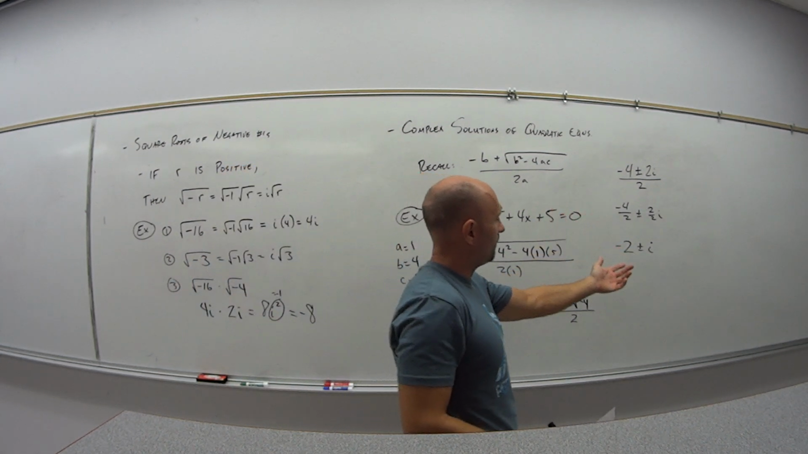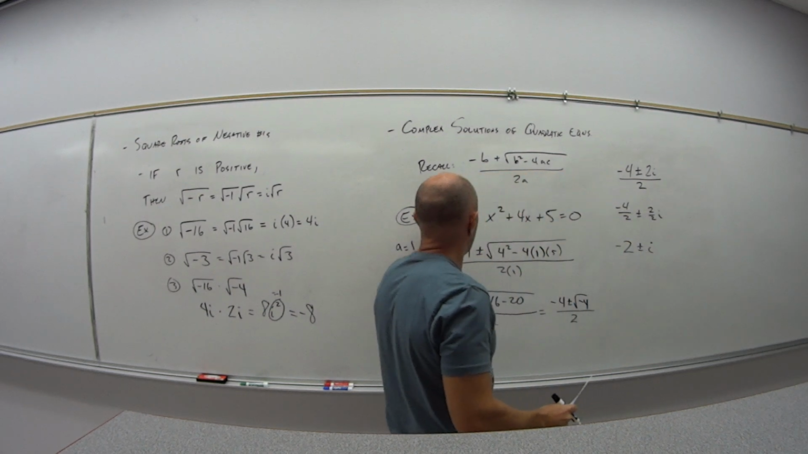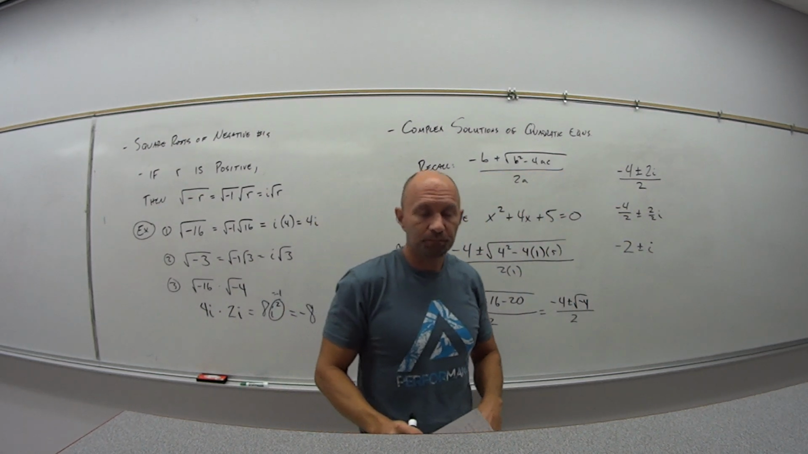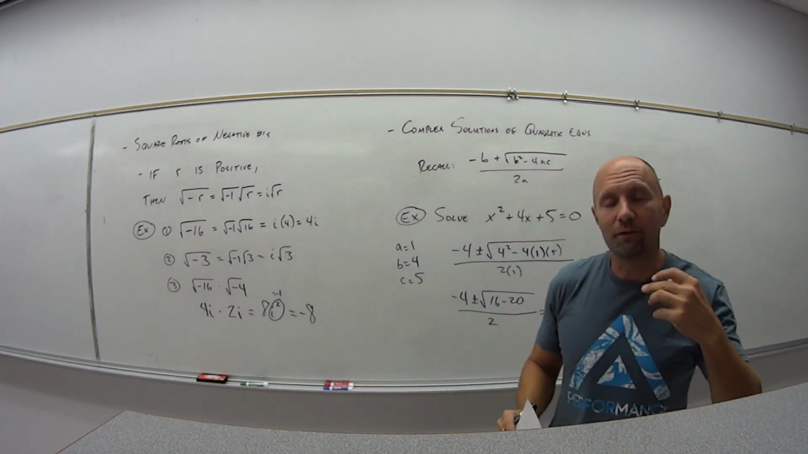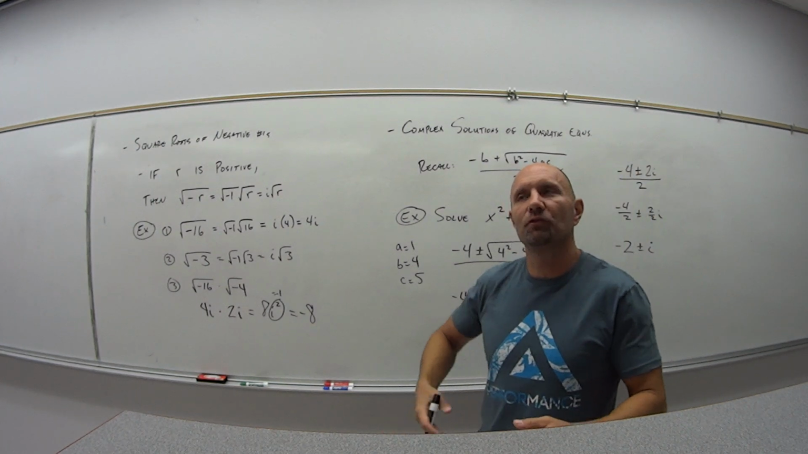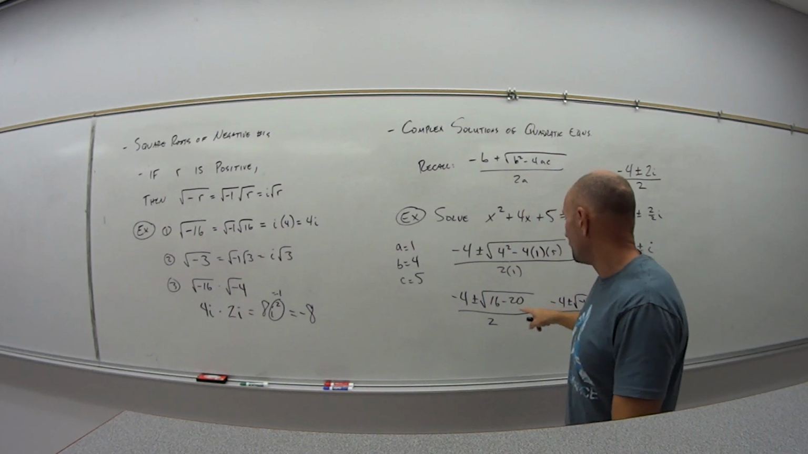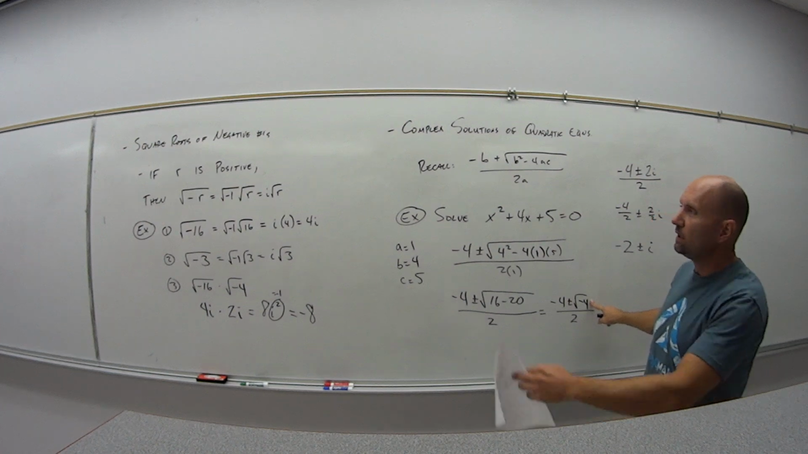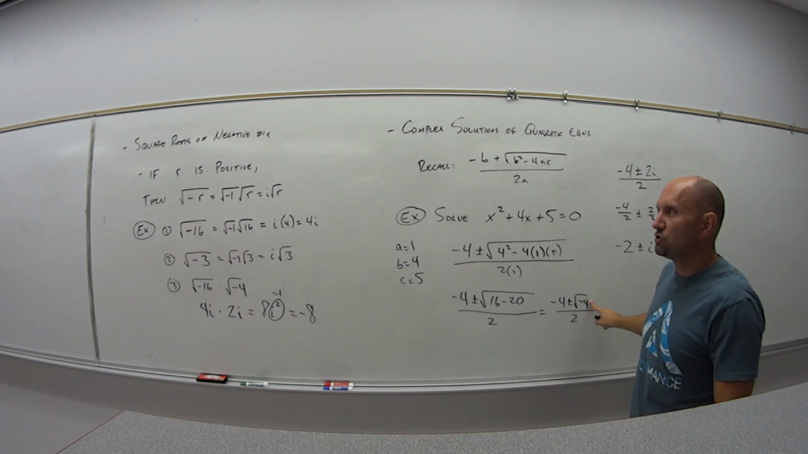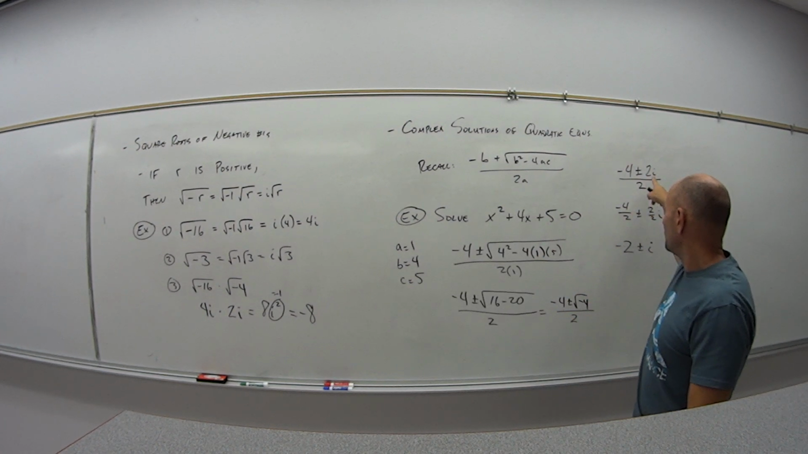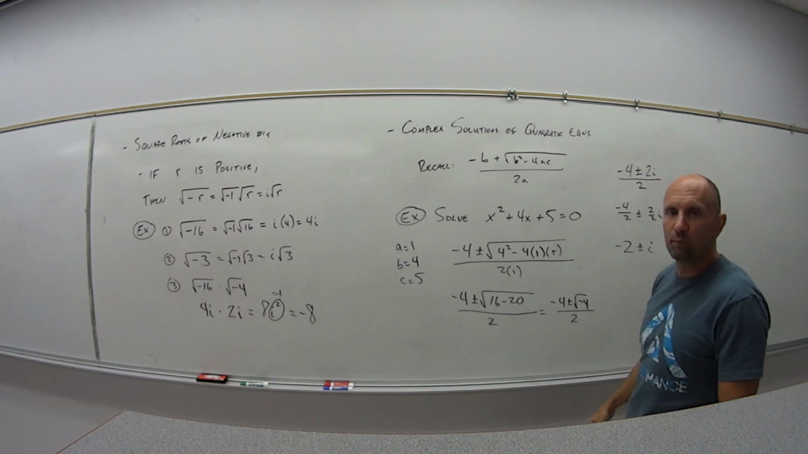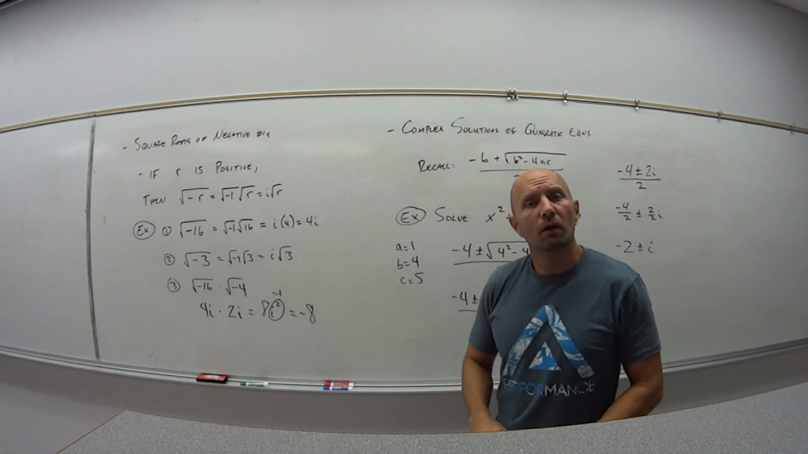So this is a complex solution to a quadratic equation. And that's really it. It's the same as what you've been doing before. The only difference is you get a negative under the radical, so we need to use the idea of the imaginary unit i to get rid of the radical and simplify from there.